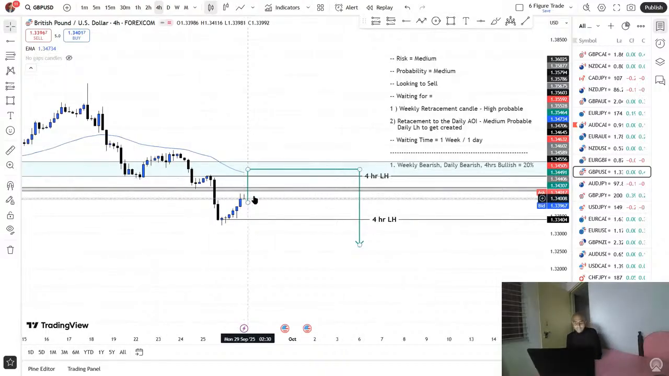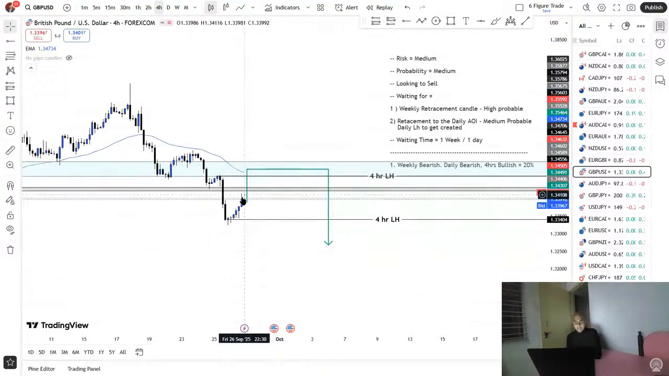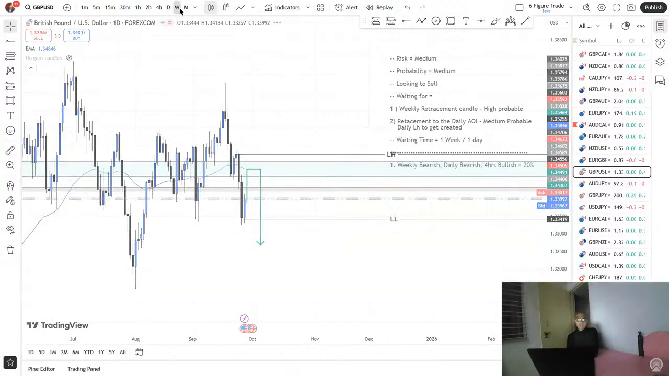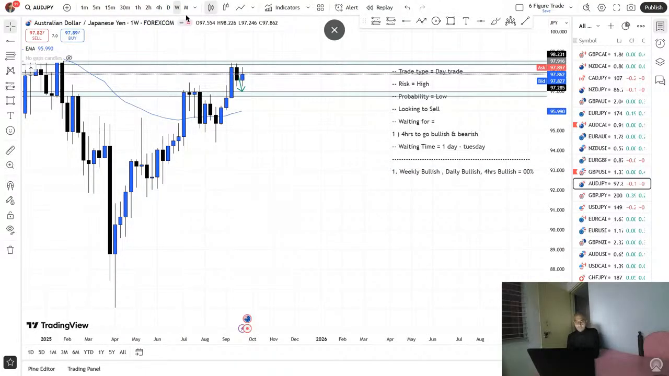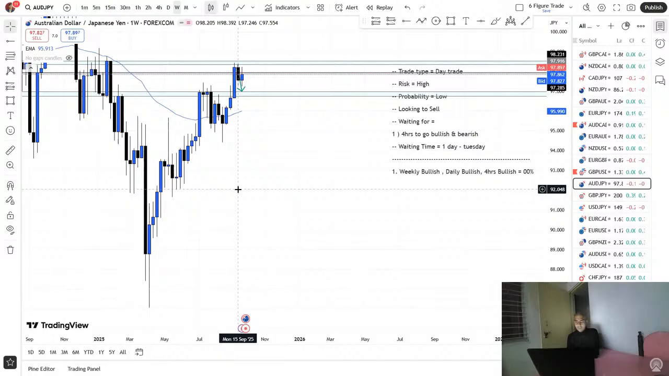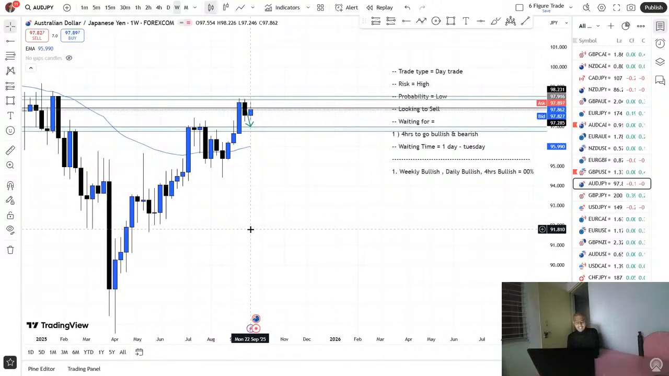If I get the enter signal here, I will be taking a trade, or else I will be waiting for the retracement to this area of interest for the next week to take the trade for the next week. So that is what I'm shortlisting: GBPUSD and JPY.